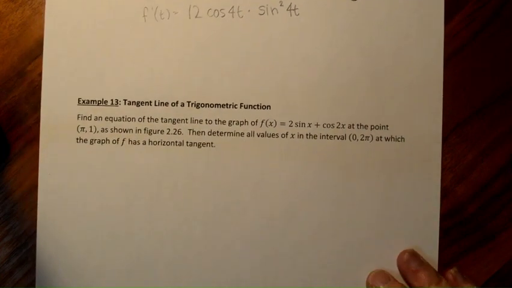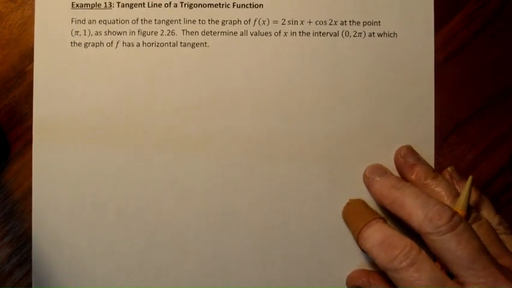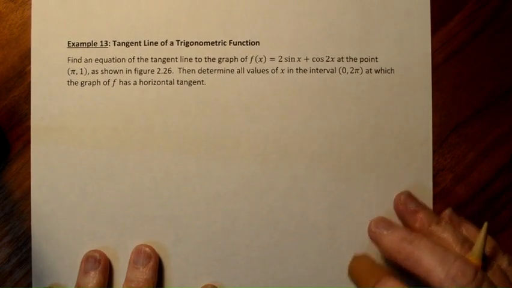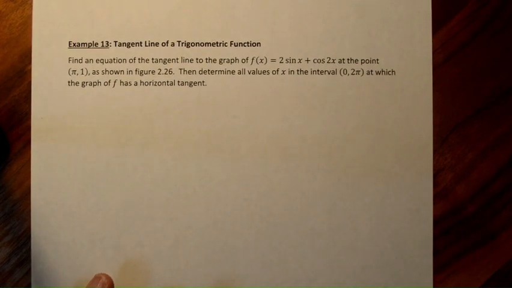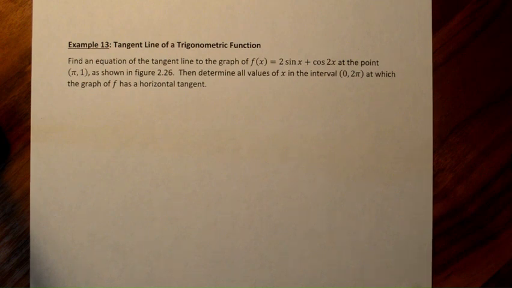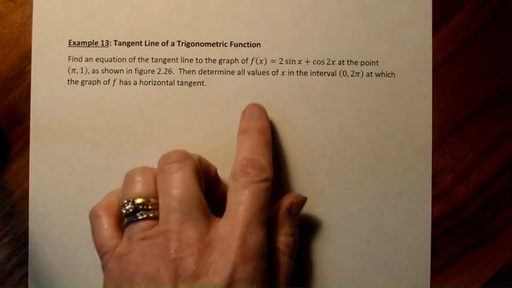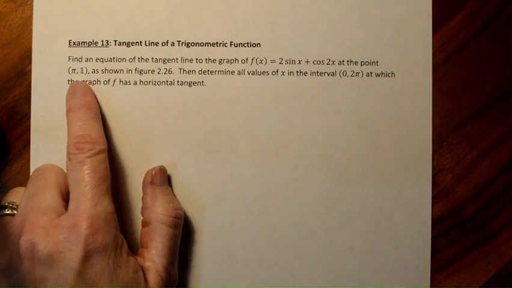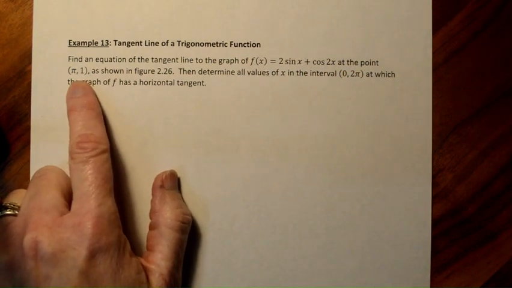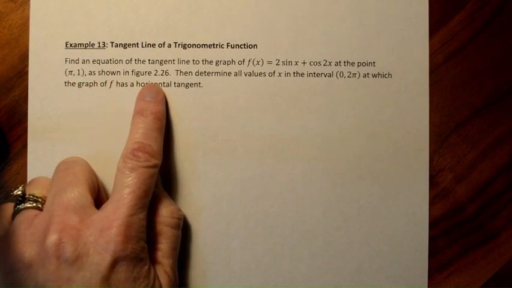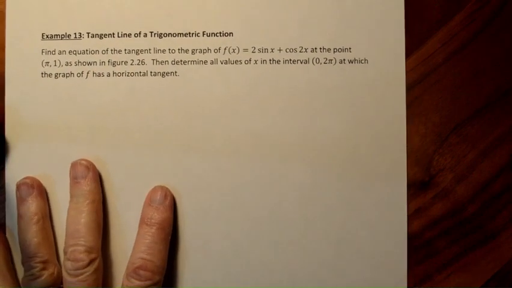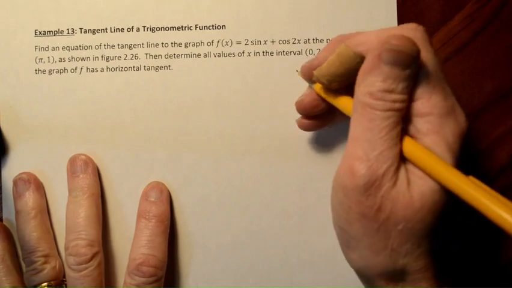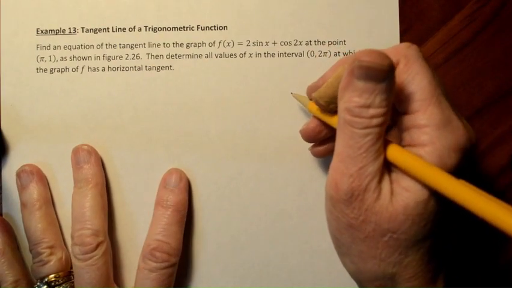Okay, last one. This one's a bit of a doozy, so hang on. Okay, so find an equation of the tangent line to the graph of f of x equals 2 sine x plus cosine 2x at the point pi, 1 as shown in figure 2.26. Let me just sketch that for you just so that you can see what it looks like, but you can look in your book to see it.